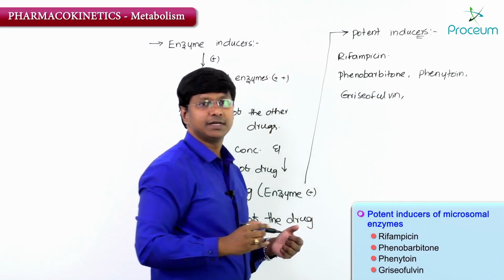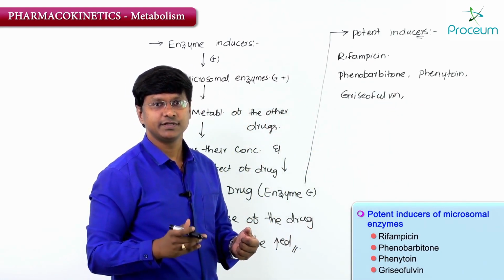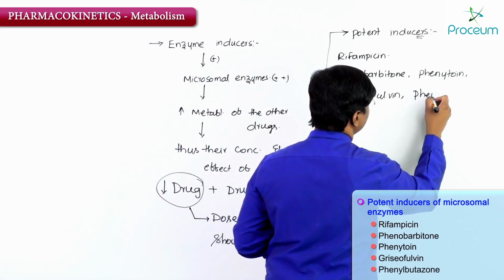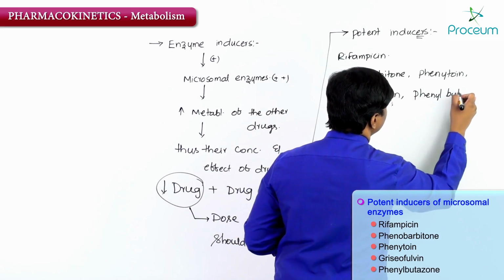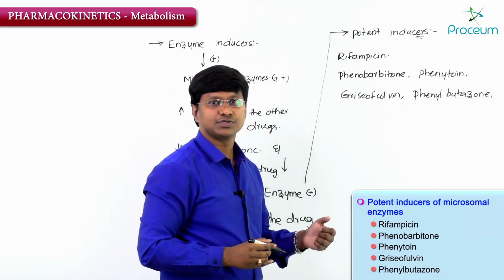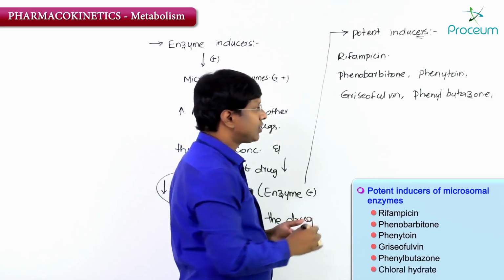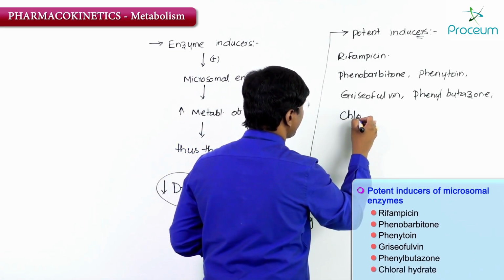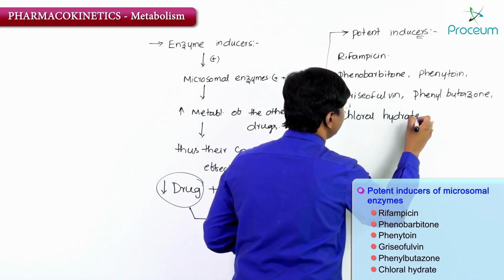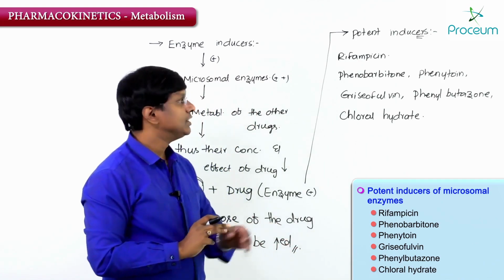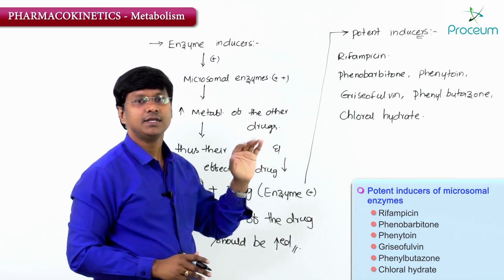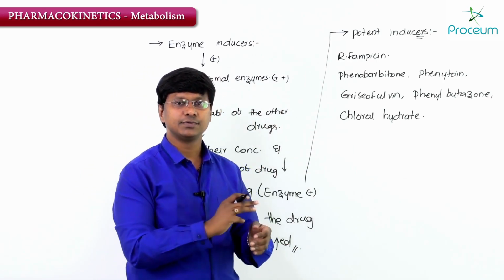Rifampicin, phenobarbital, phenytoin, griseofulvin, and then we have phenylbutazone, and after phenylbutazone we have chloral hydrate. So these are the potent inducers of the microsomal enzymes. Now let me tell you one more example.